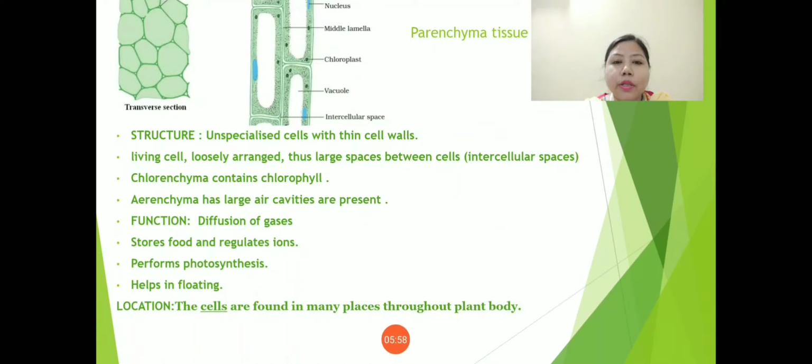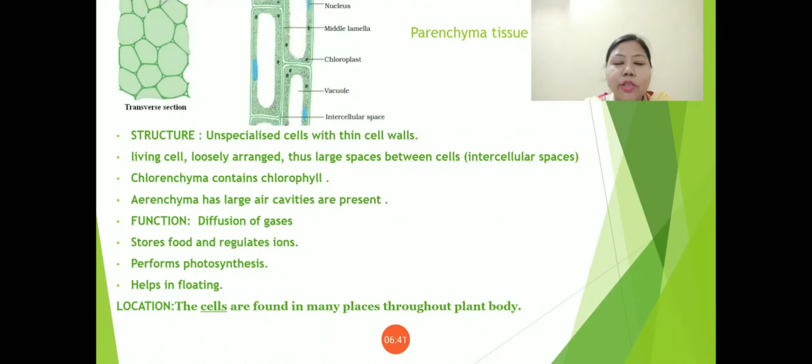So the parenchyma tissues are the layer of cells which forms the basic packing cells, and the cells are unspecialized with thin walls. The cells are living and they are loosely arranged. That means they have large space between the cells. The intercellular space is large. In some situations, the parenchyma tissues contain chlorophyll and then they are called chlorenchyma. In aquatic plants, the parenchyma tissue has large air cavities and it is called aerenchyma.